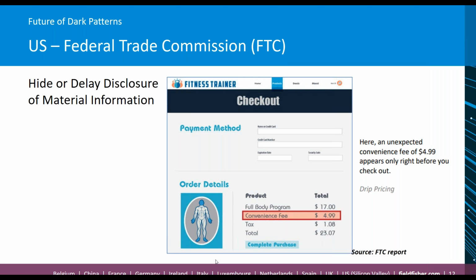The report indicates here that companies should include any unavoidable and mandatory fees in the upfront advertised price, and failure to do so has the potential to deceive consumers in violation of the FTC Act. Relatedly, it also states that companies should not mislead consumers to believe that fees are mandatory when they're not.